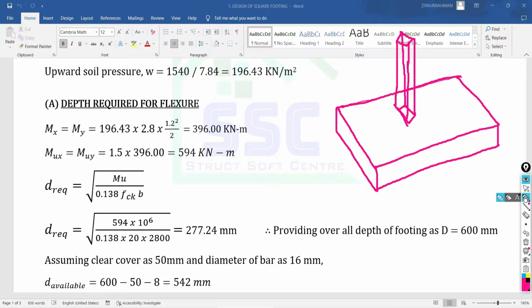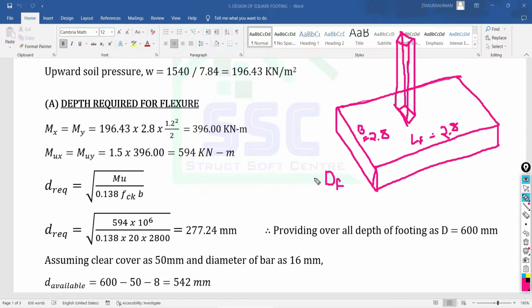After knowing the length and width of the footing, as we have calculated, the length of the footing is 2.8 meter and the width of the footing is the same 2.8 meter, because it is a square footing. So length and width of the footing are the same. So two dimensions we have calculated. Now the third dimension we have to calculate, that is the depth of the footing. So what should be the safe depth of the footing? We need to calculate that.